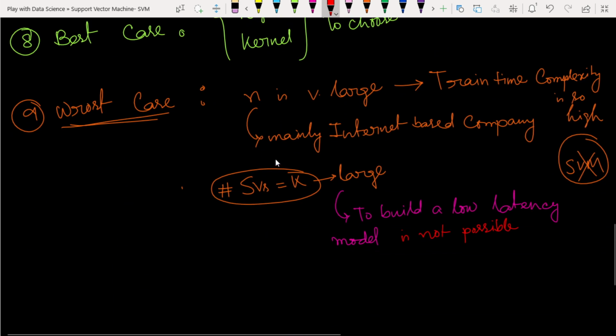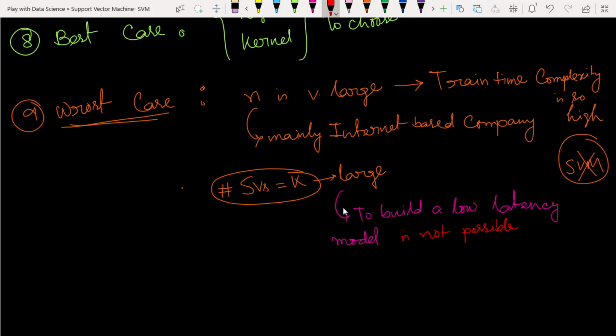Now the worst case is when our number of data sets is very large, which we mainly see in internet based companies. In such situations SVM is not applicable. Likewise, if our number of support vectors is large, then we cannot build a low latency model, because it is not possible.